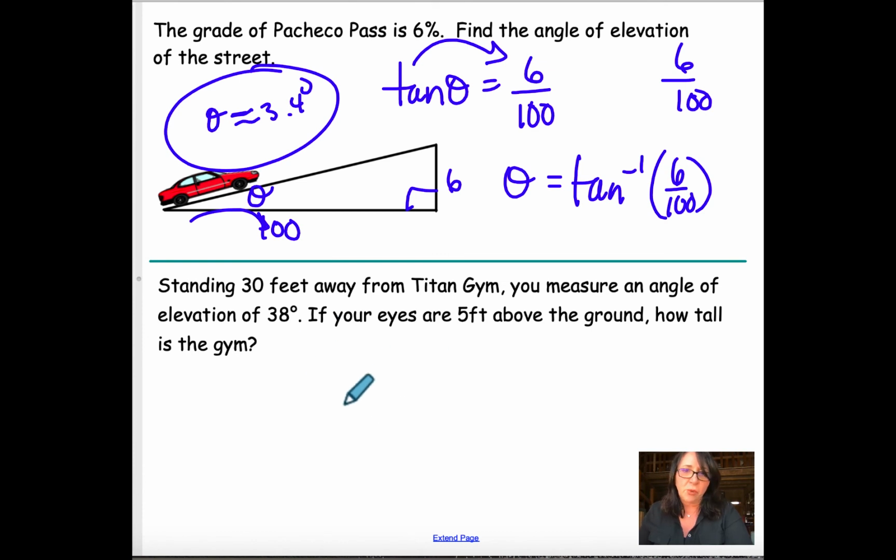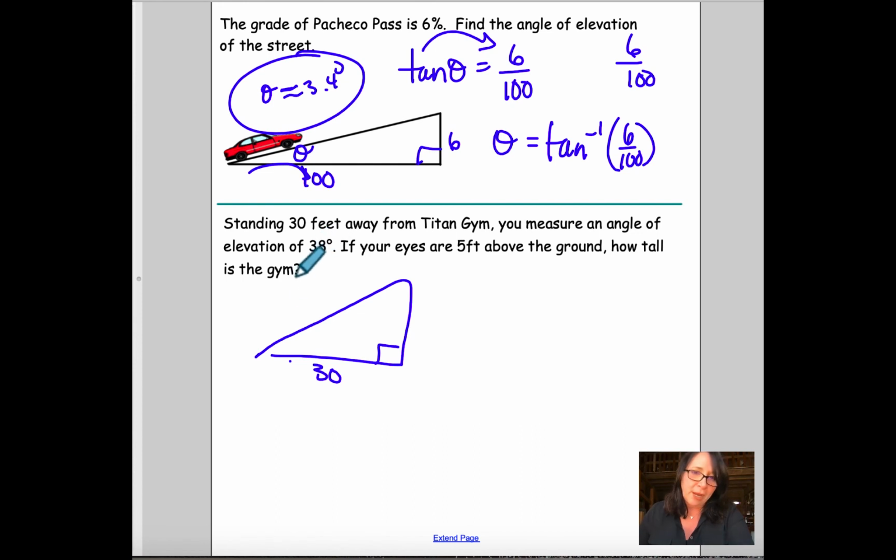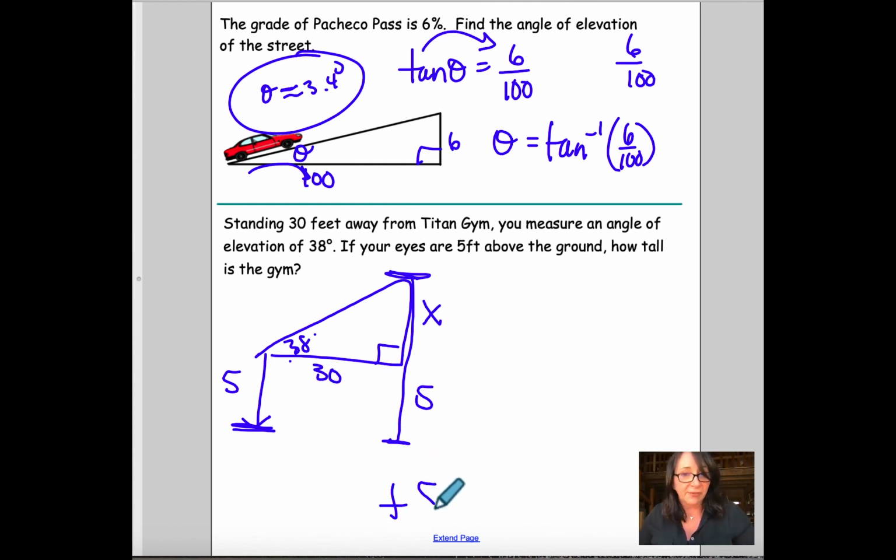Standing 30 feet away from the Titan gym, here that is. Here's my right angle. I'm 30 feet away. You measure an angle of elevation, that angle going up. 38 is right here. Your eyes are 5 feet above the ground. How tall is the gym? Well, the gym is that tall, so it's going to be 5 plus whatever x is. So let's find x, and then we'll add it to 5. Don't forget to add it to 5, though.